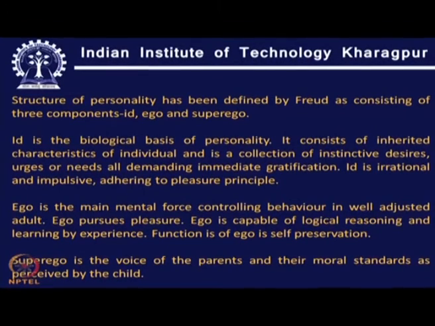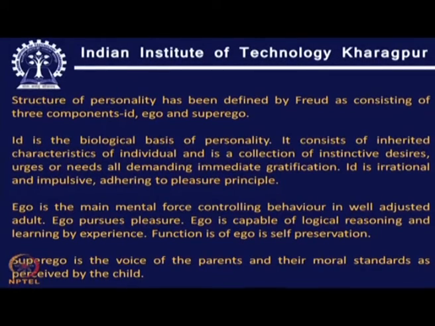Ego is the mental force controlling behavior in a well adjusted adult. Ego pursues pleasure. Ego is also capable of logical reasoning and learning by experience. The function of ego is self preservation. Superego is the voice of the parents and their moral standards as perceived by the child.